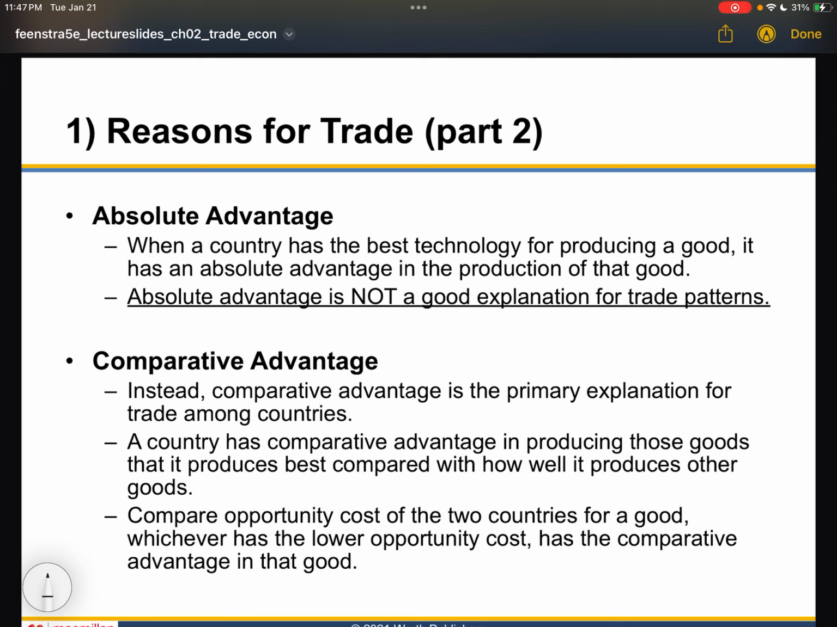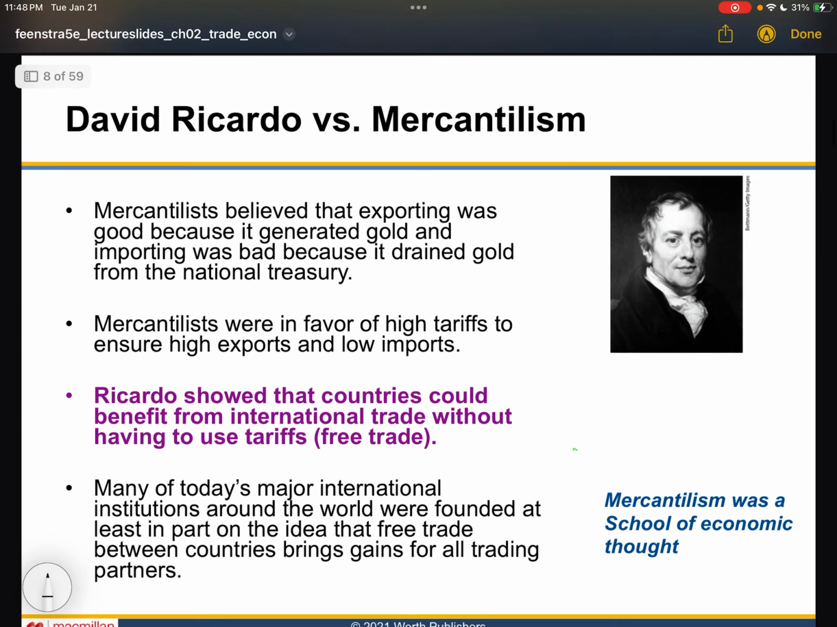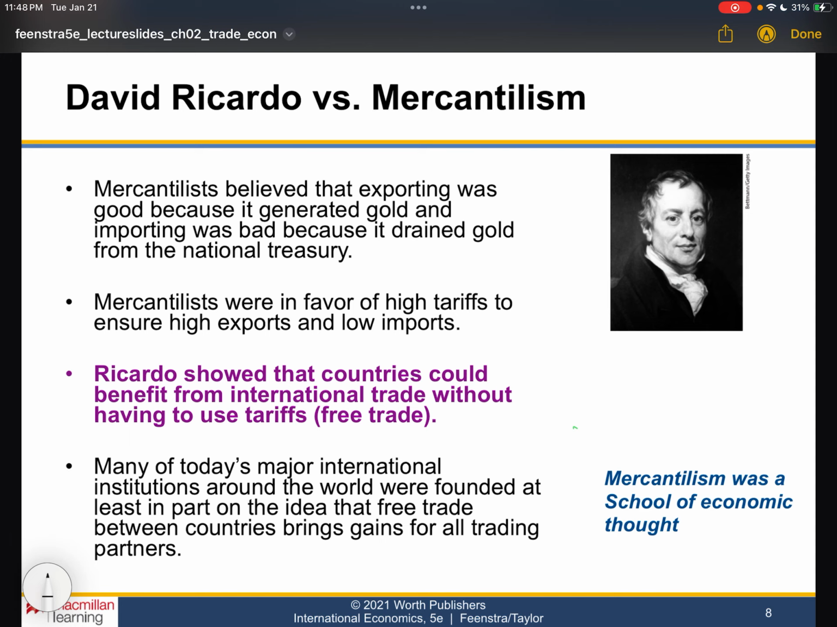So I just went through all these 3 bullet points under comparative advantage. The Ricardian model is stemming from David Ricardo. Now, at the time, there was a school of thought, the mercantilists. So the school of thought is mercantilism. Mercantilism favored high tariffs. Why? Well, to discourage imports. Why? Well, because imports will drain the national treasury.